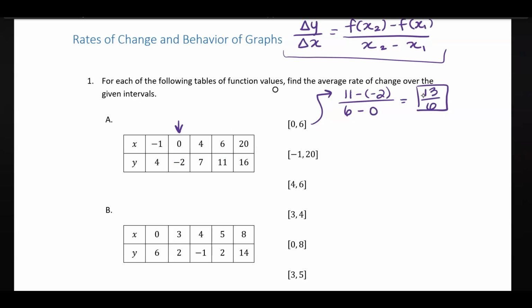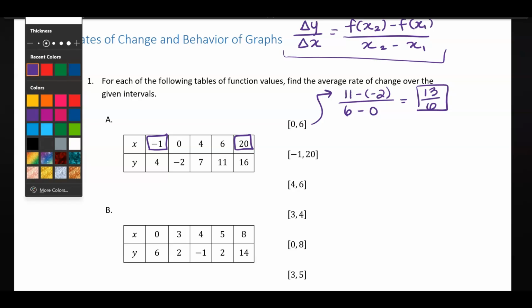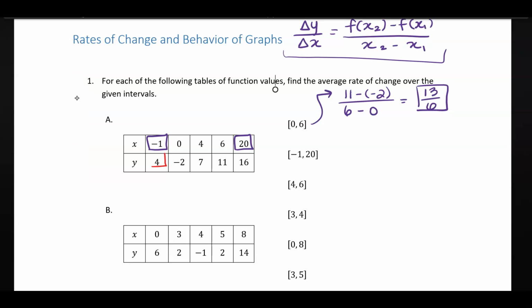All right, so now let me erase these marks because now I'm looking at negative 1 and 20. So here's my negative 1, here's my 20. So what are my f of x values? Well, my f of x values are 4 and 16. Remember, it's the change in y over the change in x. So I'm going to have 16 minus 4 all over 20 minus negative 1. 16 minus 4, that's going to give me 12 over 20 minus negative 1, which is going to give me 21.